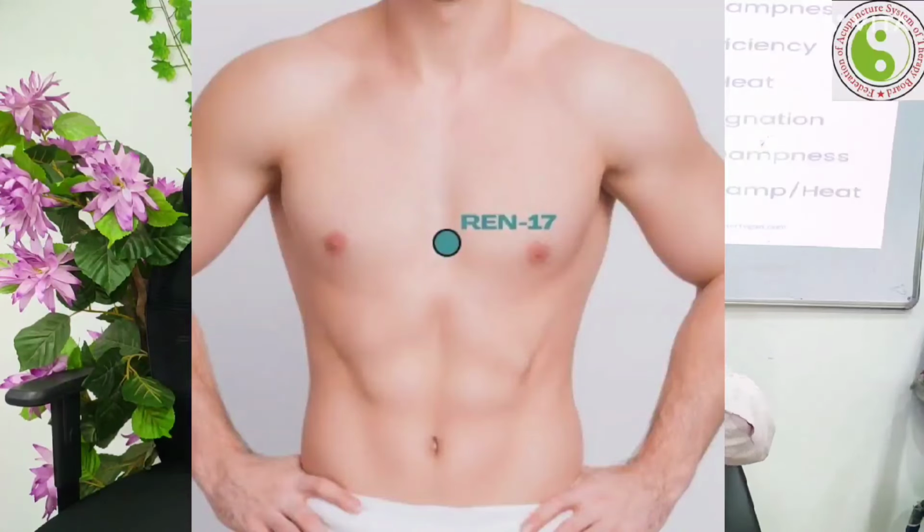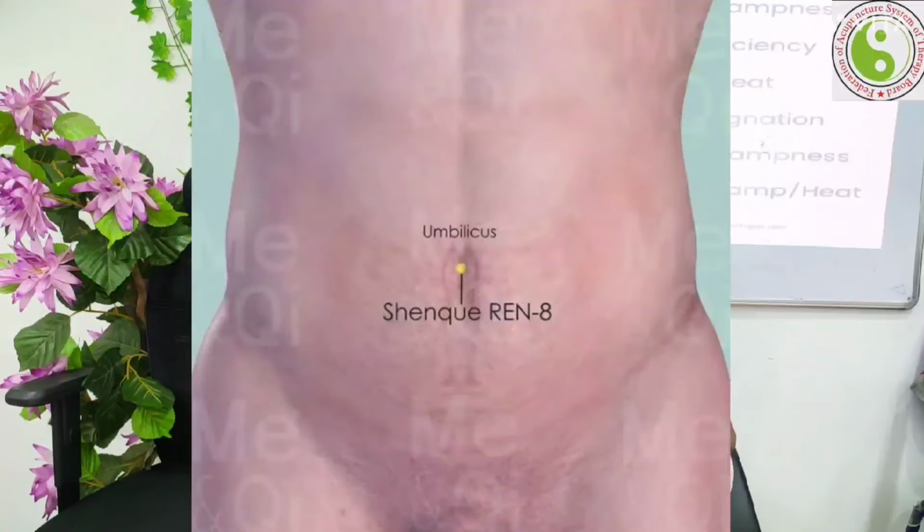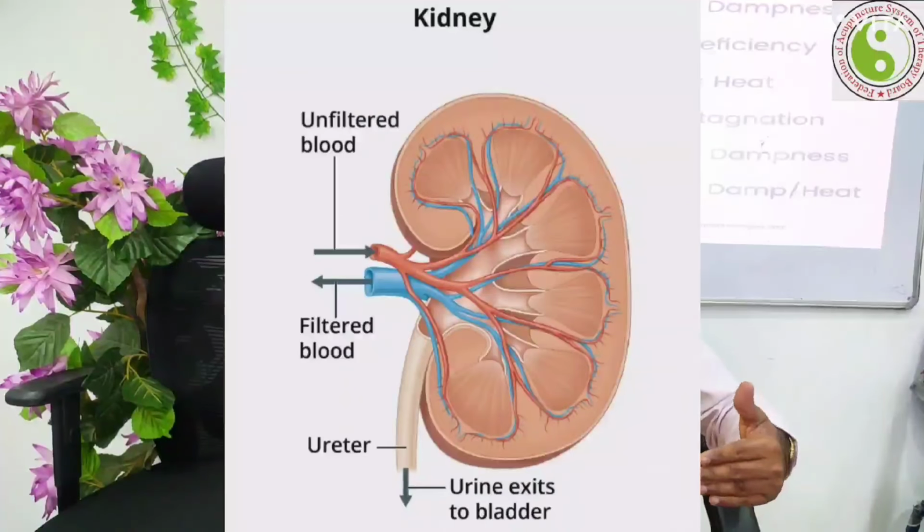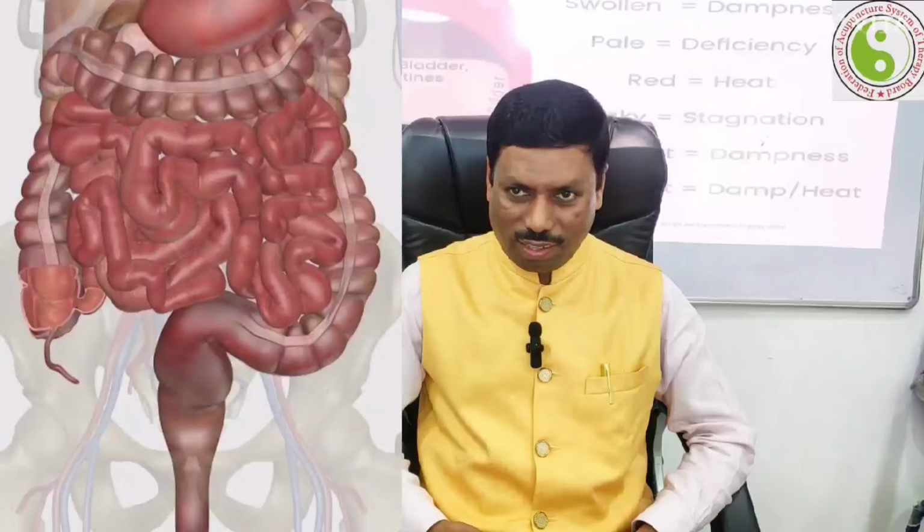Number two, the middle 1/3 is known as Ren 17 to Shuifen, that is Ren 8, known as the middle jaw, right? The posterior 1/3, that is the root of the tongue, this area is known as the lower jaw, that means the kidneys, intestines and bladder, right? Divided into three segments.